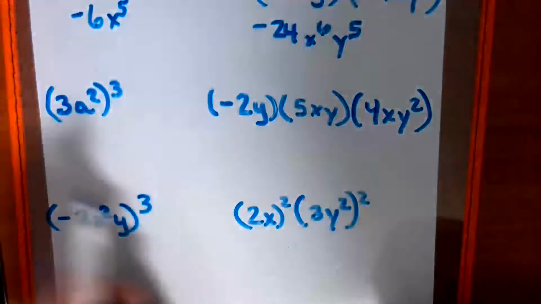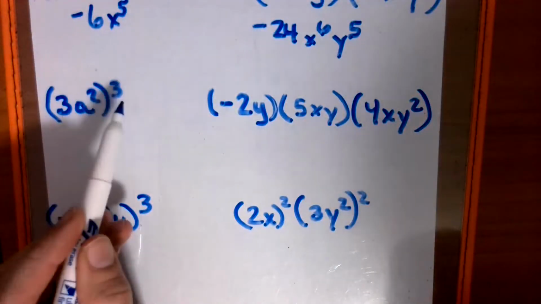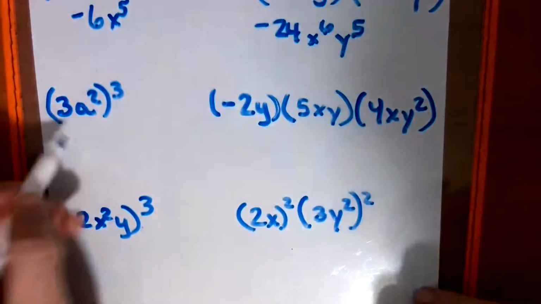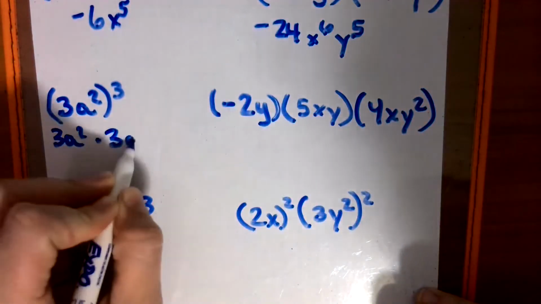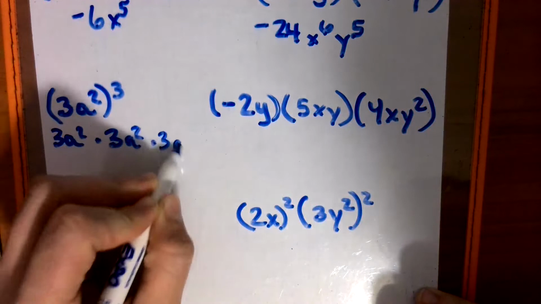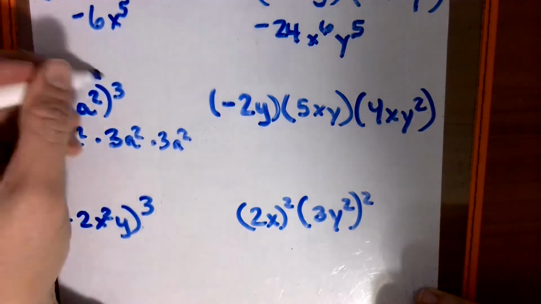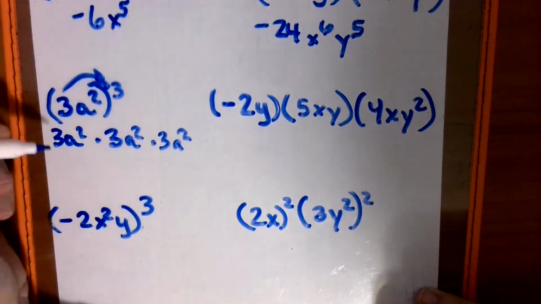And then moving the page down to the next part, this one means everything that's in the parentheses, we have to write it 3 times. So let me focus that a little bit better. So we have to write 3a squared times 3a squared times 3a squared. Easiest way to remember that, because really it's 3 to the third power, a squared to the third power, but that's harder to remember in my opinion.